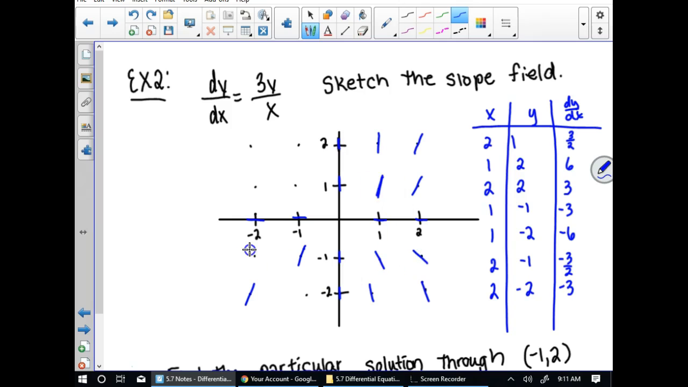Over here, I think everything's just mirrored. So if we do negative 1, 1, we'll get 3 over negative 1, so we'll get negative 3. Now, I think everything is just going to be sort of reflected over that y-axis there. So I'm going to just go ahead and put those in. Something like this.